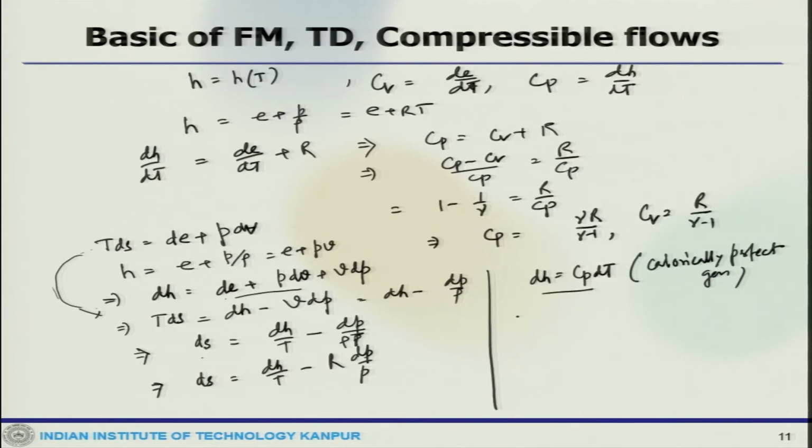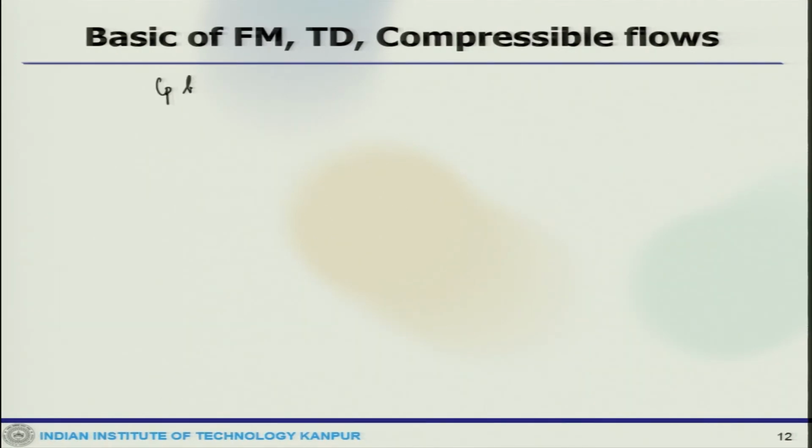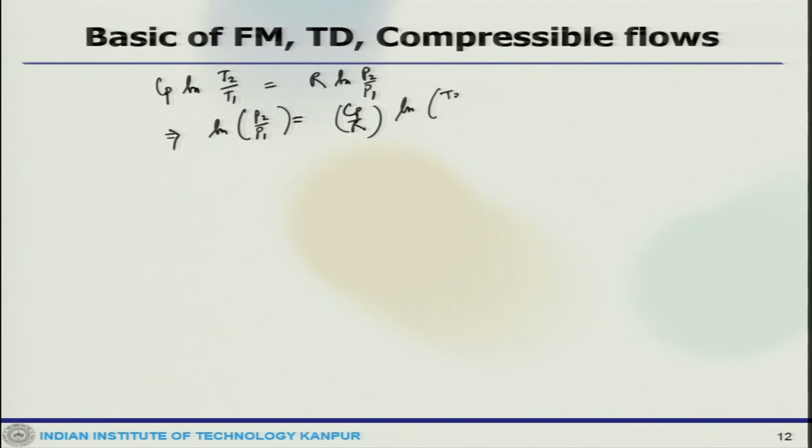Once we use this relationship, for an isentropic process, this should be ds equals 0. So, what we get, it's Cp dT/T equals R dP/P. Now, we can do the integration on both sides for constant specific heat. What we get, Cp ln(T2/T1) equals R ln(P2/P1). So, ln(P2/P1) equals Cp/R ln(T2/T1).